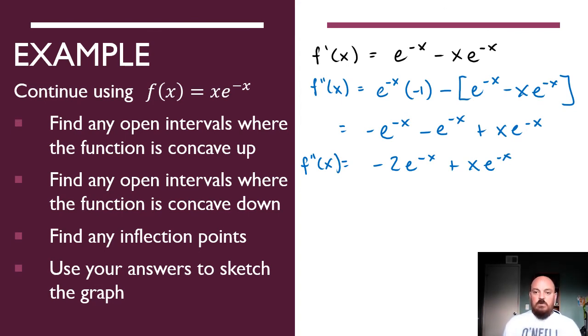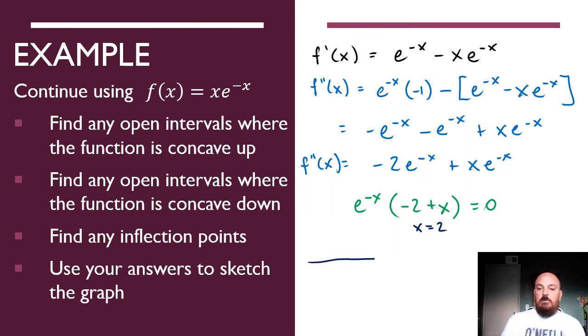Now to figure out where it equals 0, I'm going to factor out the e to the negative x again. That would leave me with negative 2 plus x, and we can set that equal to 0. So we have almost the same situation. The e to the negative x never equals 0, so don't worry about that. That's no critical values. I get one critical value from the negative 2 plus x. That would be x equals 2. And that's the only number I need to test on my number line.